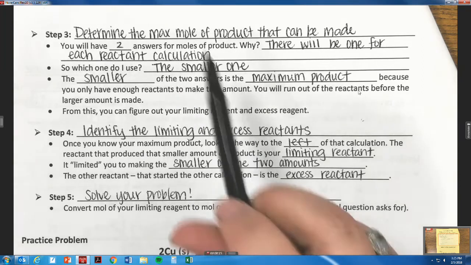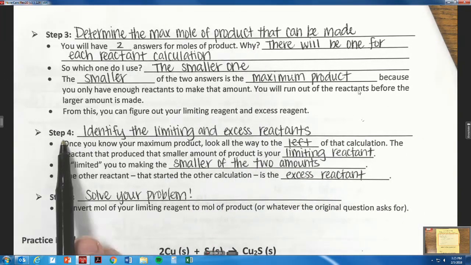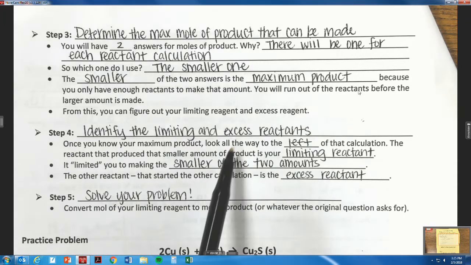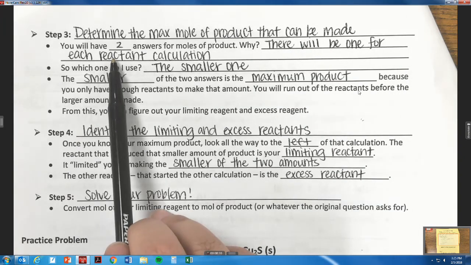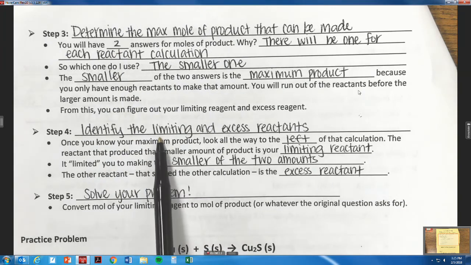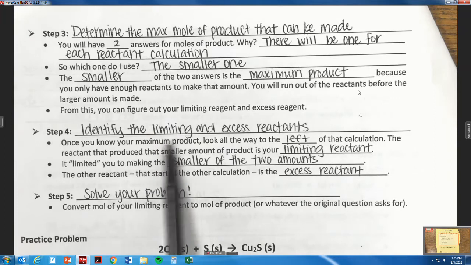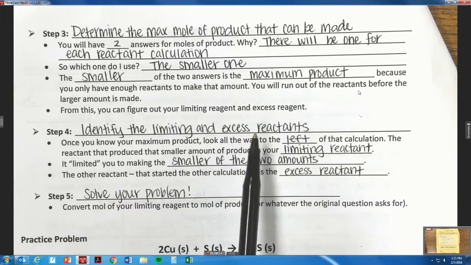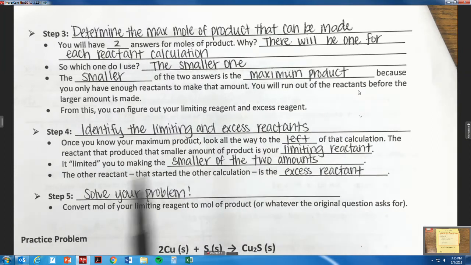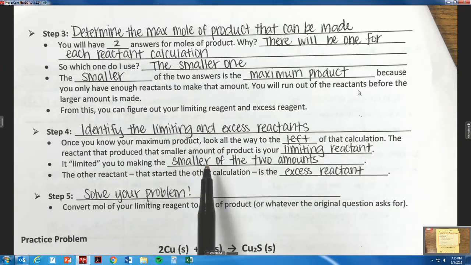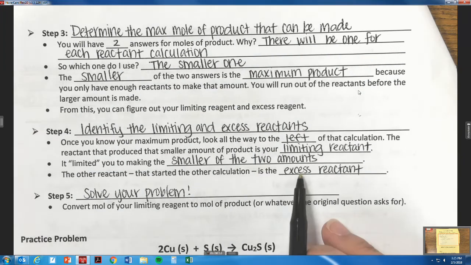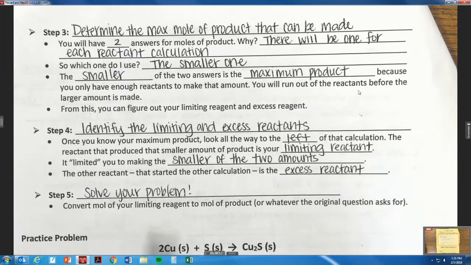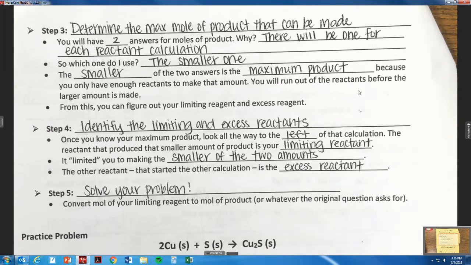In other words, what all that is saying is step 4: identify your limiting and excess reactants. Just by looking at your final products, after you've converted your reactants to moles of your product, you're going to find that one of them is your limiting and the other one is your excess. Your limiting is the smaller of the 2 amounts, and the larger result is your excess reactant. Lastly, step 5 is solve your problem.